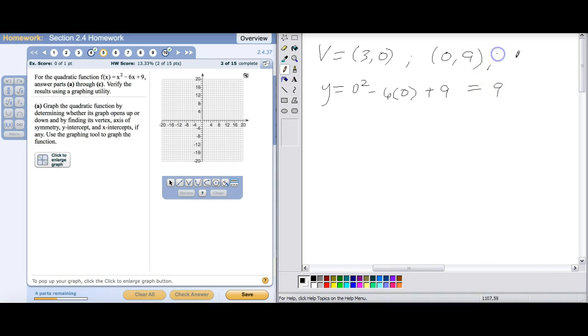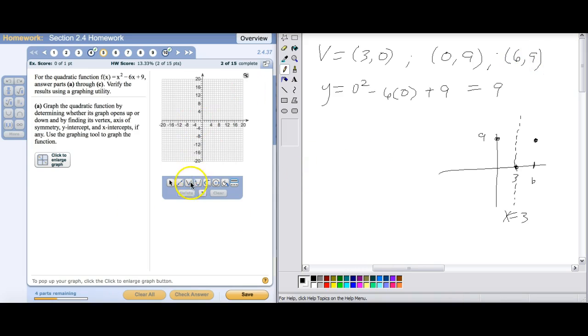And so, in knowing that, if we have point 3, 0 here and a point 0, 9 here, and we know that the axis of symmetry is the line x equals 3, then of course 3 units away, we should have another point here, 3 units away to the right, x is equal to 6, and y should be 9. So we should have another point 6, 9 as well.